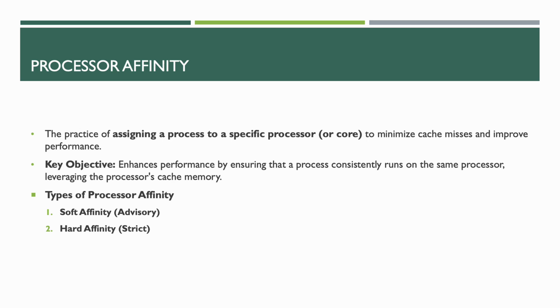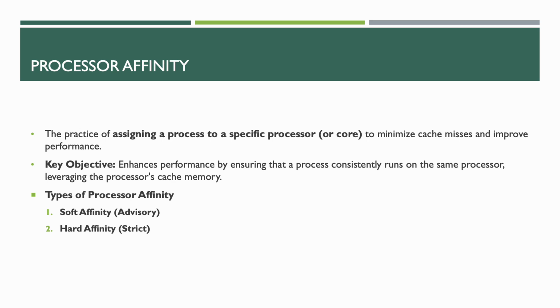So, processor affinity is the practice of assigning a process to a specific processor or core to minimize cache misses, improve performance and efficiency, and reduce CPU switching overhead. Basically, it enhances performance by ensuring that a process consistently runs on the same processor instead of frequently switching between different cores. Then it reduces memory latency by utilizing processor cache locality. When a process stays on the same CPU, it can reuse cache data, reducing the need to fetch data from RAM.